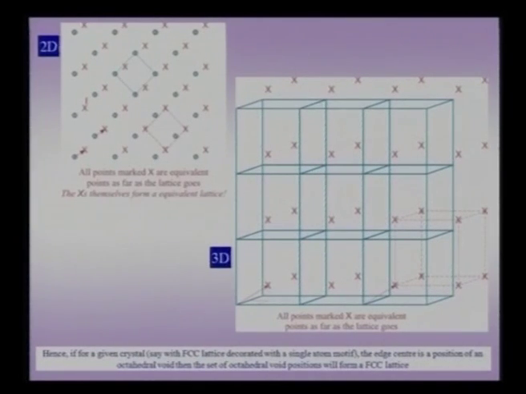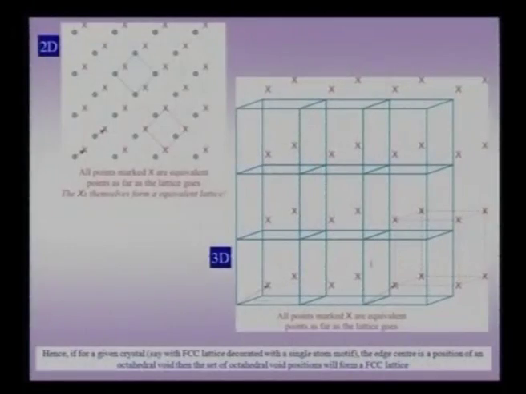And how will the space look? If I sit here, then along this vector I will find one blue point, along this vector I will find another blue point, along this vector a third blue point and a fourth blue point, like this. Similarly, if I sit here, exactly the same kind of environment will be seen by me. So, the x's themselves are a 2-dimensional lattice which is exactly equivalent to the original 2-dimensional lattice.